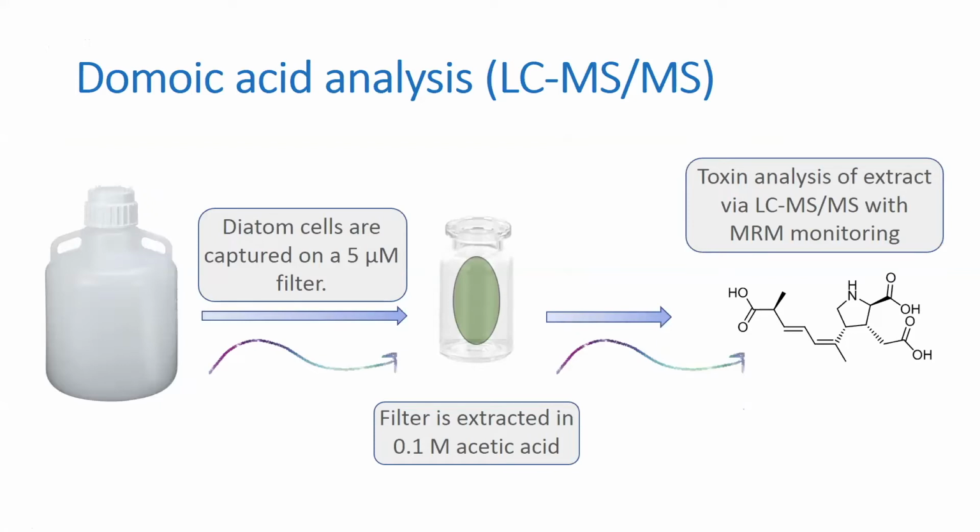Well, we're back to taking that water sample and filtering it for analysis. So much like the DNA filter, we have a second filter. And we collect the phytoplankton cells, including the diatom cells, on another 5-micron filter. We extract that in 0.1 molar acetic acid. And then we use something called a mass spectrometer, which I'm going to explain in a moment, to analyze the toxin concentration. And we use a very interesting technique called LC-MS-MS with MRM monitoring. And I'll try to explain that as best I can on the next slide.